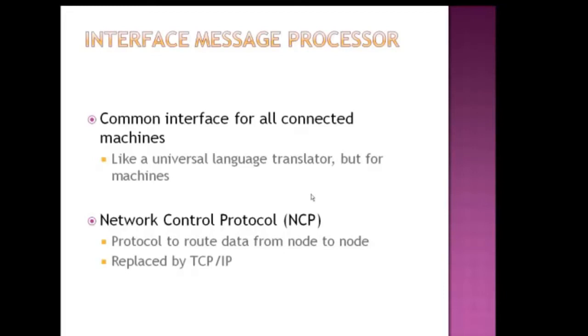The protocol that they were using in order to transfer data or to route data from one node to another node was called Network Control Protocol, or NCP. And that Network Control Protocol was in effect and in work until 1983, when the TCP/IP protocol was created, and it actually replaced the NCP protocol.